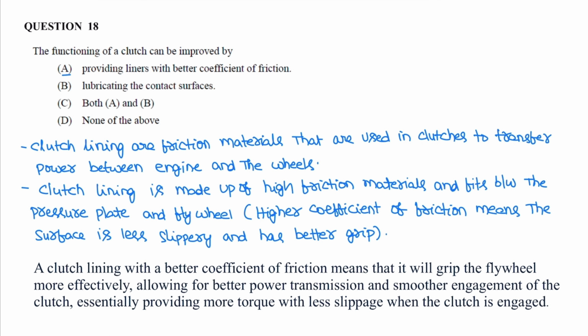So clutch linings are friction materials that are used in clutches to transfer the power between engine and wheels. Clutch lining is made up of high friction materials, and fits between the pressure plate and flywheel. High coefficient of friction means the surface is less slippery and has better grip. It is not used for lubricating the contact surfaces. So the correct option is A, providing liners with better coefficient of friction.